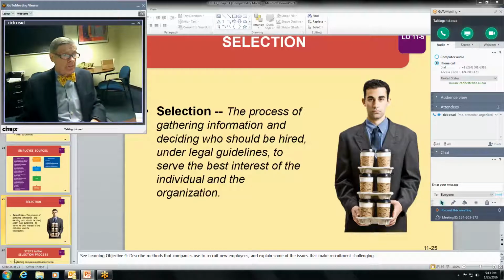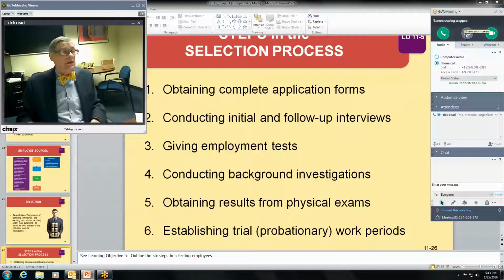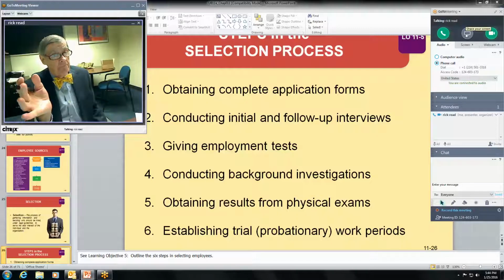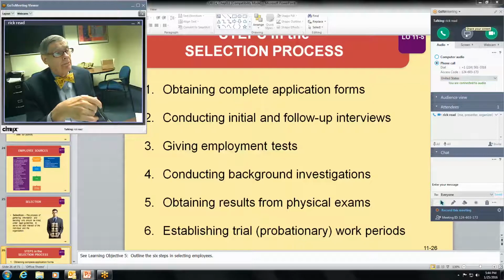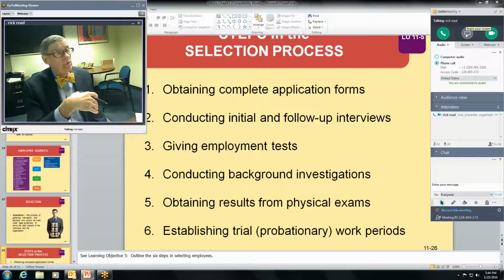So we have to have accurate application forms. Initial interview, that's a screening interview. In other words, the person goes to the next step. Employment tests if they're required. Background investigations, most places do require that. Physical examination, a lot of organizations require a physical examination. That has to be completed. And then establishing trial or probationary work periods. This is a slippery slope.